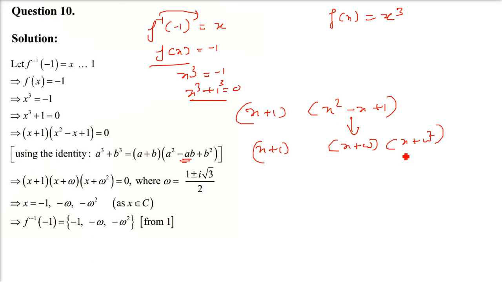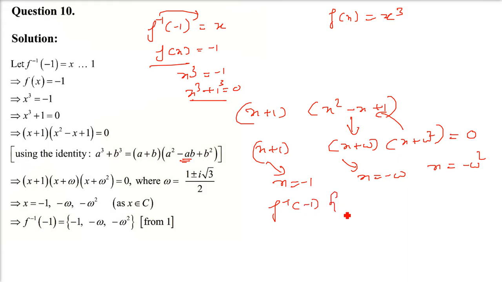This is what you are going to get. So I'm not multiplying it. When you multiply it, you are going to get that only. Just apply those identities I told you. So I am putting it as 0. This gives you x equals negative 1. This gives you x equals negative omega. This gives you x equals negative omega square. So f inverse negative 1 is equal to negative 1, negative omega, and negative omega square.